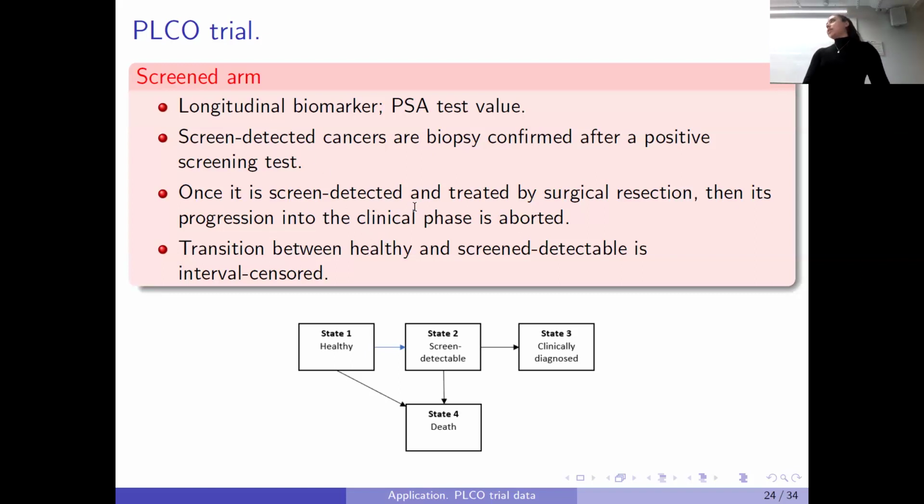Once it has been screen detected, then there might be different clinical decisions. They can be surgery or anything. And basically, to sum up, the transition that we would observe from the screening arm would be from healthy to screen detectable. For healthy to screen detectable, we're gonna have interval censored data, meaning we do not know the exact time, we just know the interval, and we're gonna have exact transitions for moving from healthy to that.